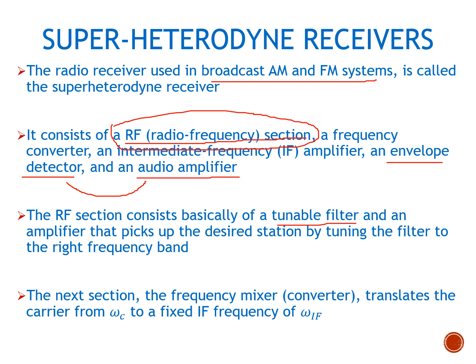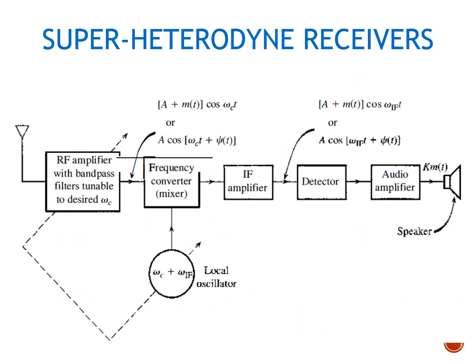The next section, the frequency mixer section, basically converts the carrier frequency. For example, this is the FM signal or AM signal frequency that is at the input. The frequency mixer converts that into the IF frequency, omega IF, the intermediate frequency. The complete structure of this superheterodyne receiver is shown here.